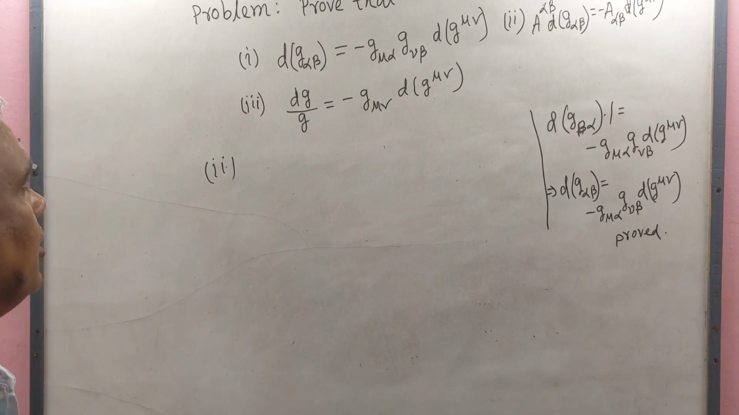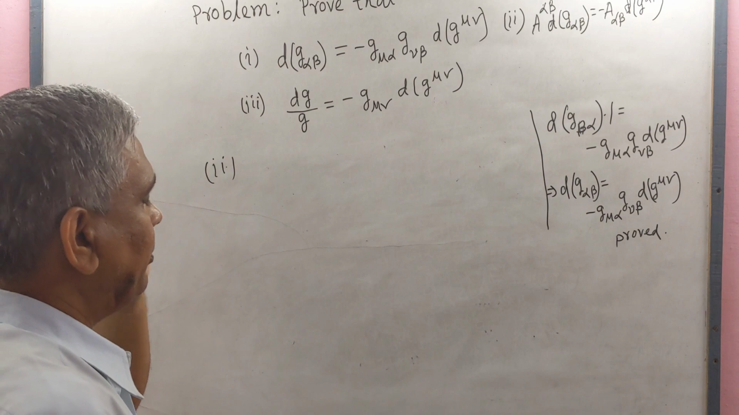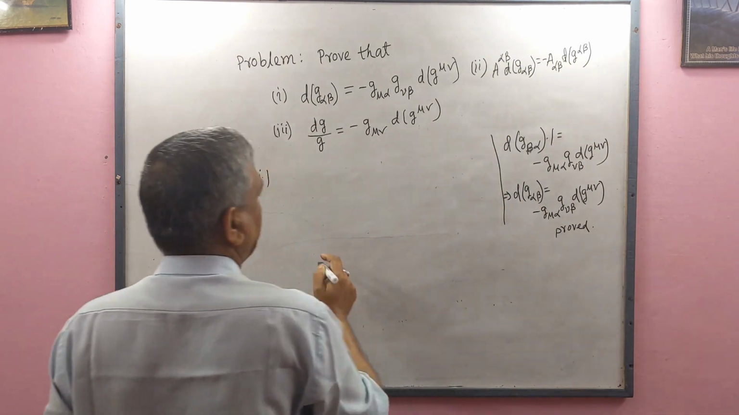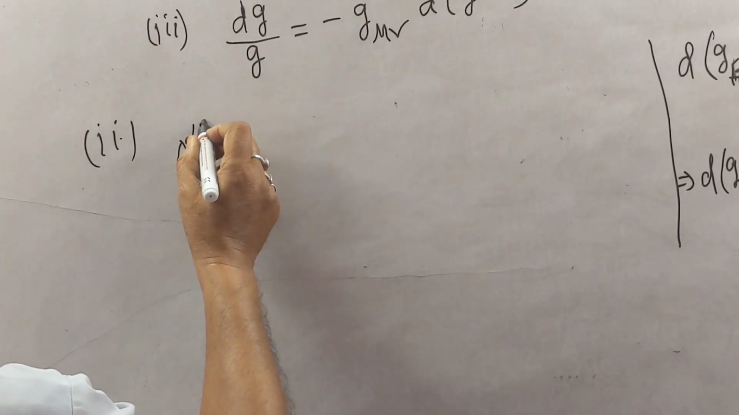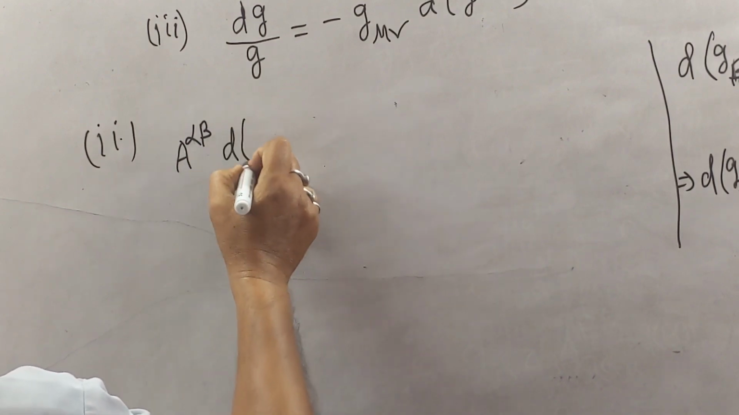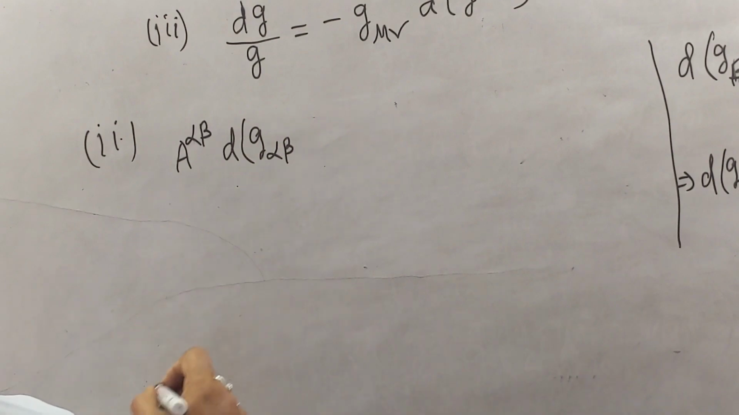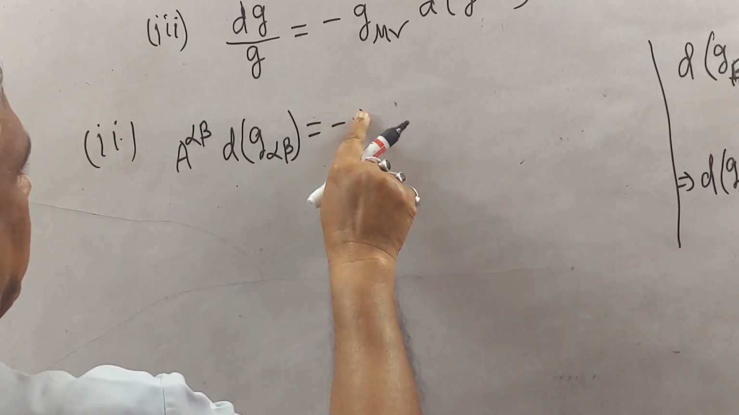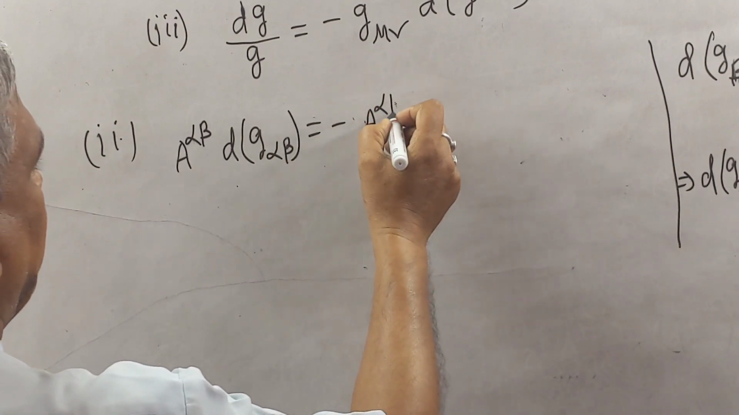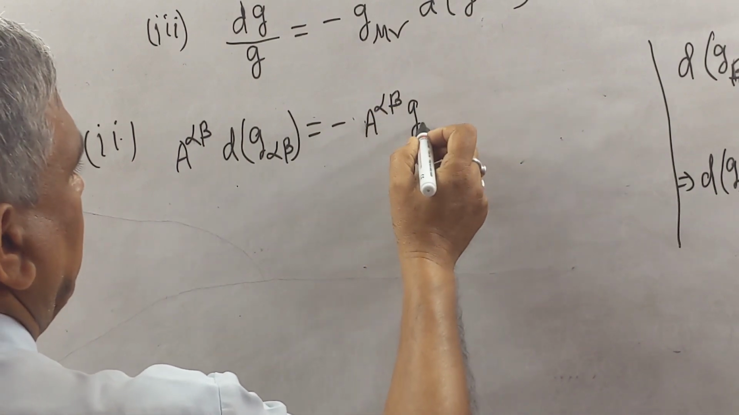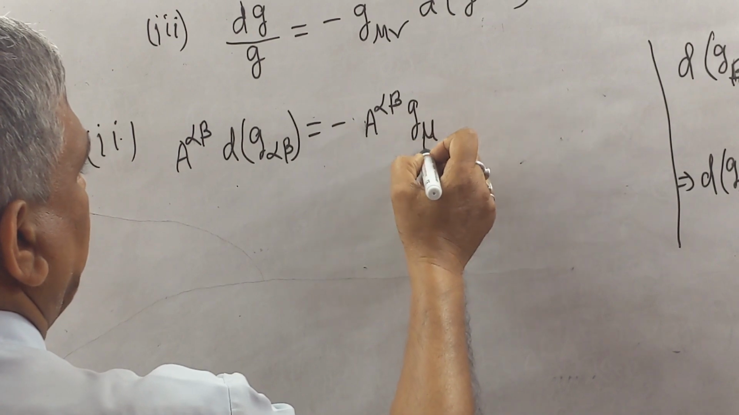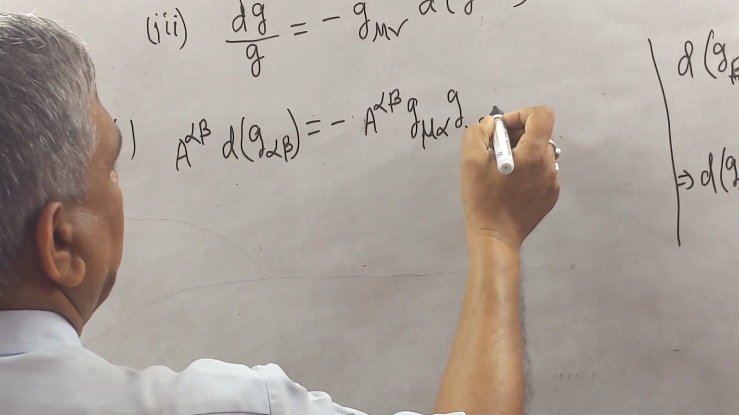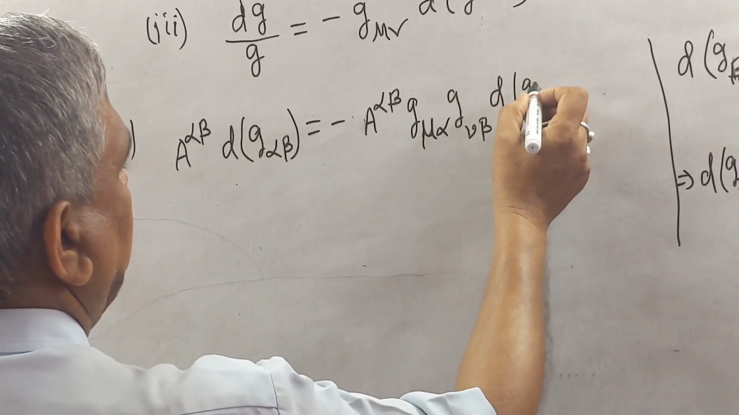Now we shall solve number 2. Multiplying both sides of this equation by a alpha beta, then a alpha beta d g alpha beta equal to minus a alpha beta g mu alpha g nu beta d g mu nu.